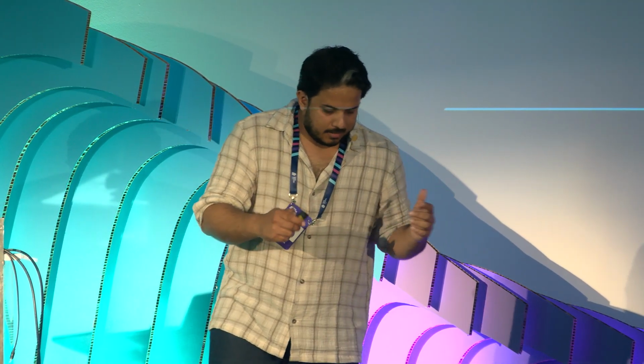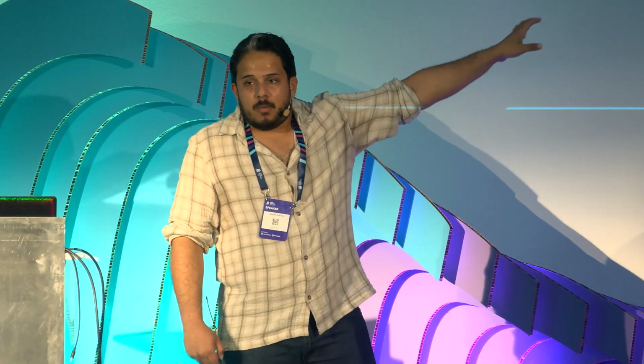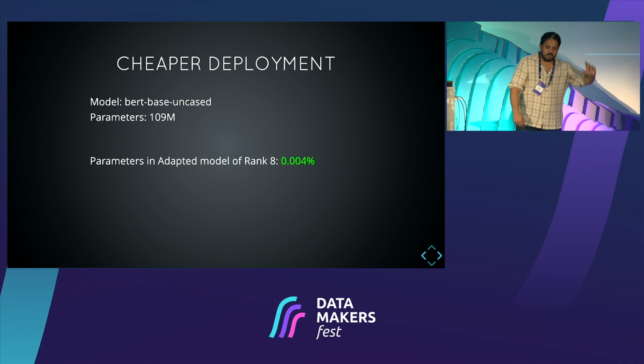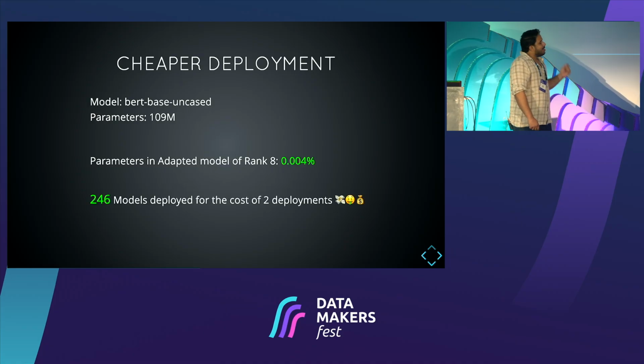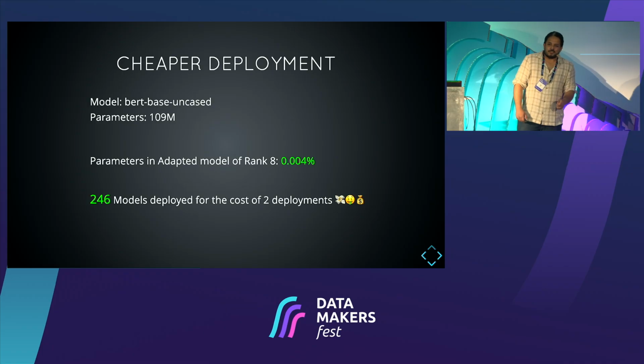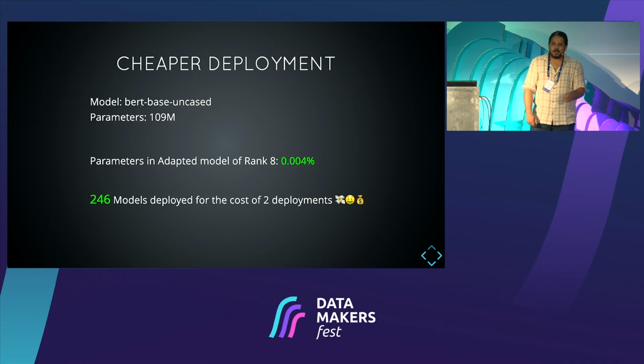Okay, cheaper deployment. What I showed right now was, I have an adapter and I have a model and I can just play with it. So let's say we take a BERT model, which has 109 million parameters, and we make an adapter of rank 8, d dimension equal to 8. It's only 0.004% of the original parameters. That means you can deploy 246 models for the cost of 2 models. That's an absolute game changer. The amount of cost that you need to invest now is very low.